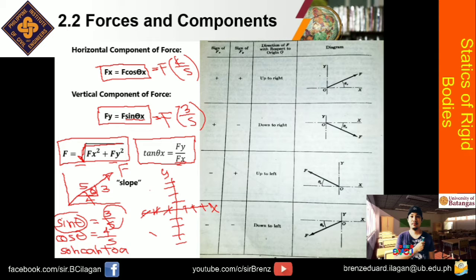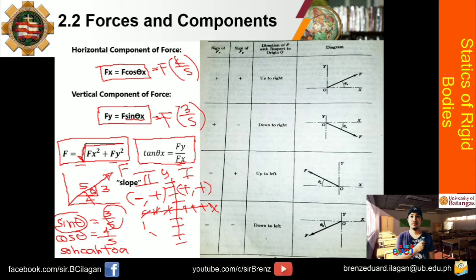Okay, so considering this first quadrant, what will be the value of your x and what will be the value of y? Di ba yung value ng x is positive and yung y is also positive. So I hope may idea ha. Second quadrant, anong value ng x? Okay, so tama, that is negative and positive. For the third quadrant, okay, correct. So pareho silang negative, negative x, negative y.